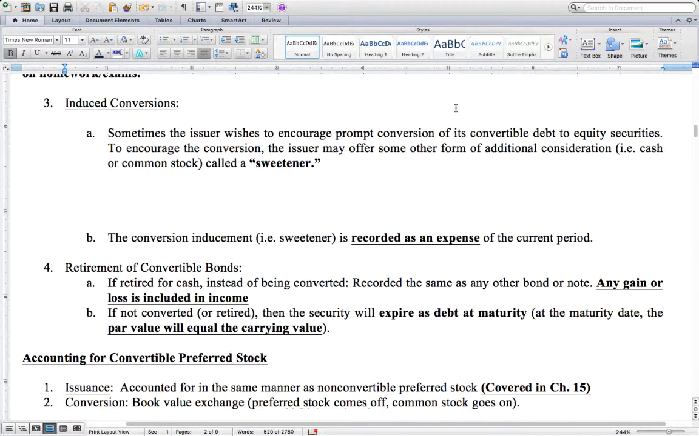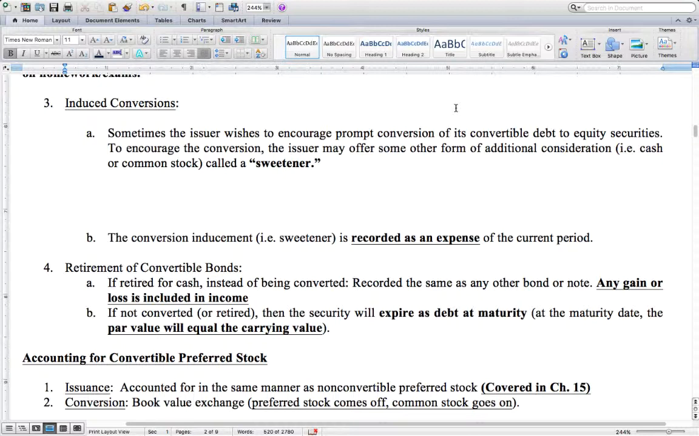Now we're going to focus on induced conversions. Sometimes the issuer of debt wishes to encourage prompt conversion of the convertible debt to equity. They often will entice the investors to do this conversion by offering them additional consideration, usually in the form of cash or common stock, and this is referred to as a sweetener. To provide a little bit of information on this, one reason why the issuer would want to encourage this prompt conversion is to take advantage of changes in interest rates.